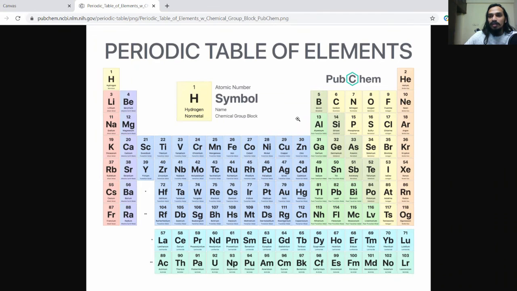There is one connection between how many elements there are horizontally in each block and the subshell itself. I'm going to leave that as a trick for you to figure out. If you are able to figure out why the S block is only this much, why the P block is this much, why D is this big, and why F is the biggest, please drop it in the comment. I'm going to tell you tomorrow anyway.